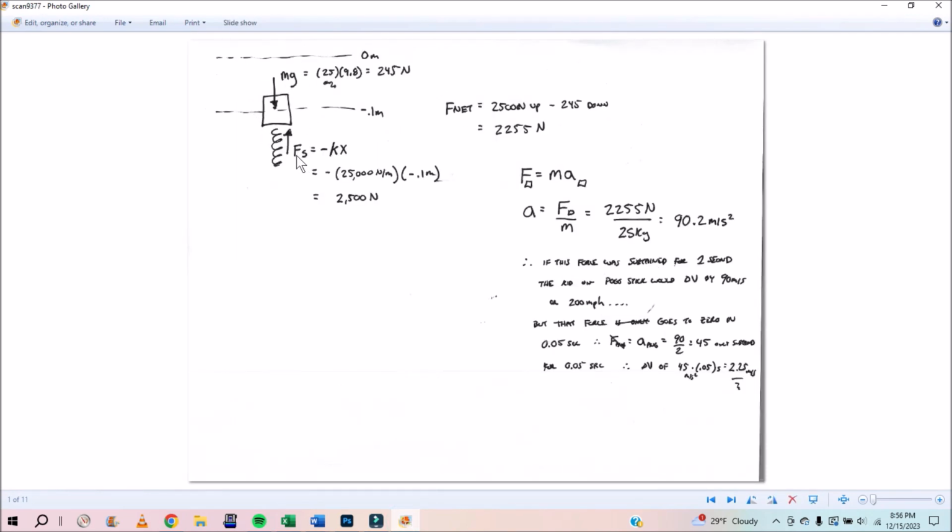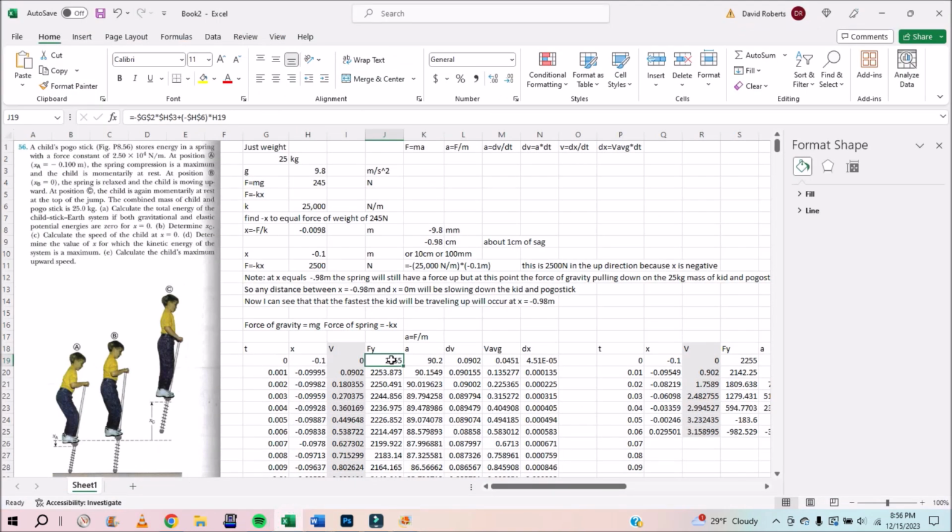Draw your picture, and you've got the force of the spring going up, and then the weight going down. So what do we have here? We have the mg, that's 25 times 9.8, that's that part, and then plus the spring constant, it's this negative kx, so we put in the negative sign, 25,000 times our x, but our x is negative, so it's a negative times a negative, and so that's going to be in the positive direction. All right, hell yeah.